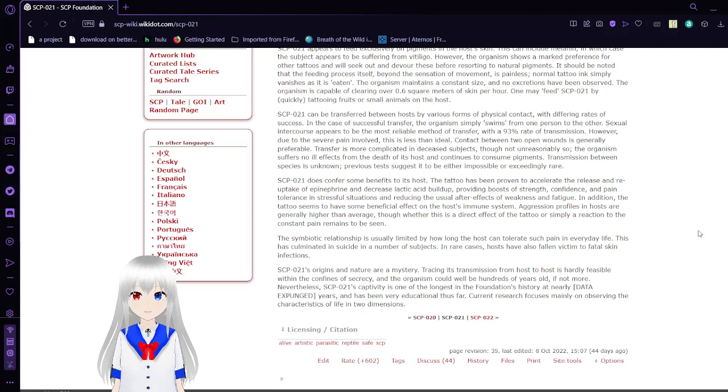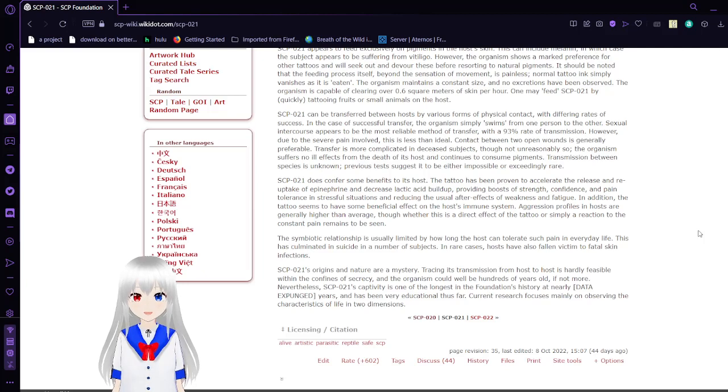Aggression profiles in hosts are generally higher than average, though whether this is a direct effect of the tattoo or simply a reaction to the constant pain remains to be seen. The symbiotic relationship is usually limited by how long the host can tolerate such pain in everyday life. This has culminated in self-harm in a number of subjects. In rare cases, hosts have also fallen victim to fatal skin infections.